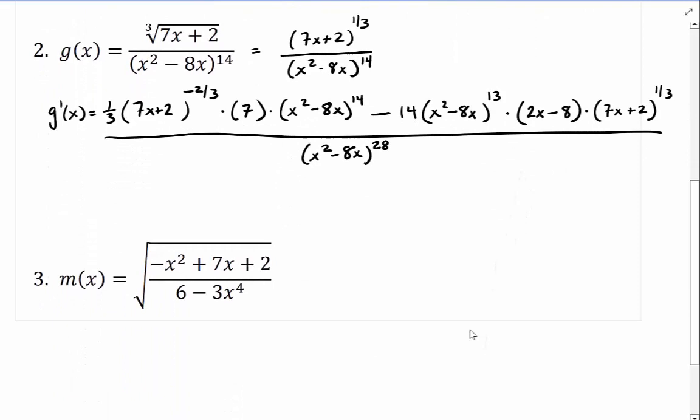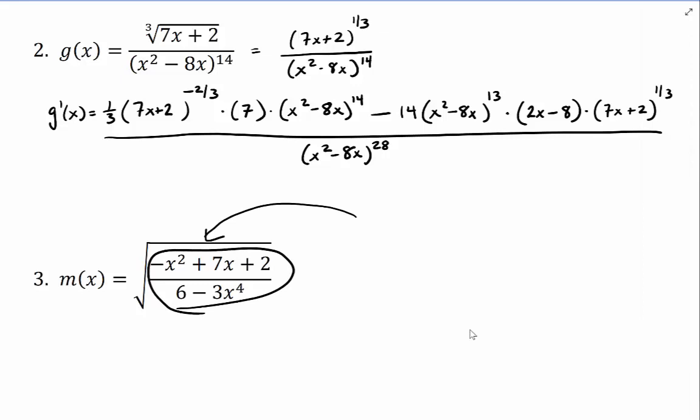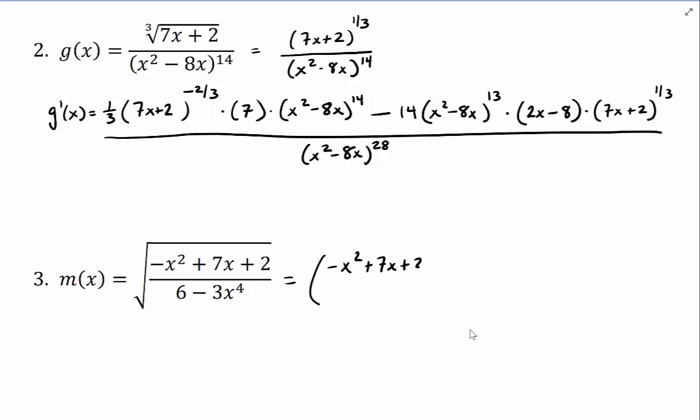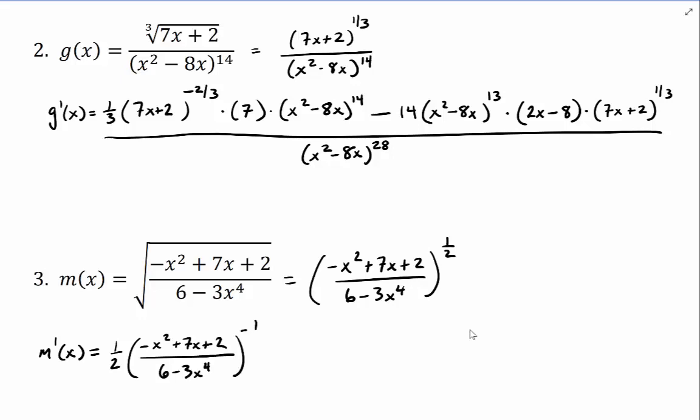Now looking at this next one, I can see that I have a function inside of the square root. So this is a function inside of a function. Well, this is a chain rule first, right? So just rewriting this so that it looks a little more friendly in order to do our chain rule. This is something to the 1/2. So the derivative of the outside function is 1/2 something, and then we subtract 1 from the exponent to get negative 1/2. That then gets multiplied by the derivative of the inside function.